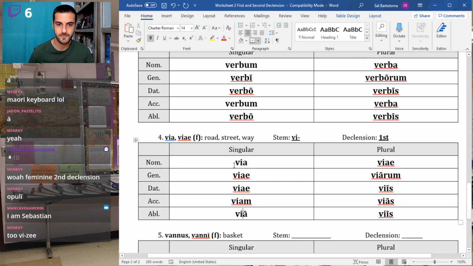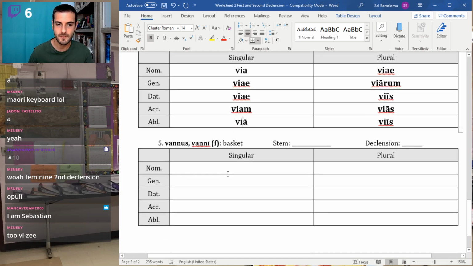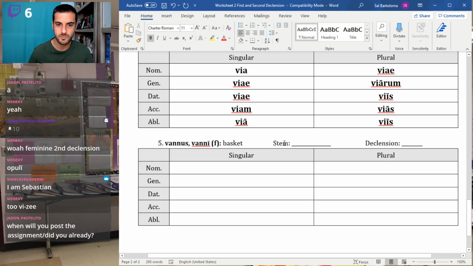Easy, easy, wheezy. And last but not least, we have anus, ani. What declension is anus, ani?